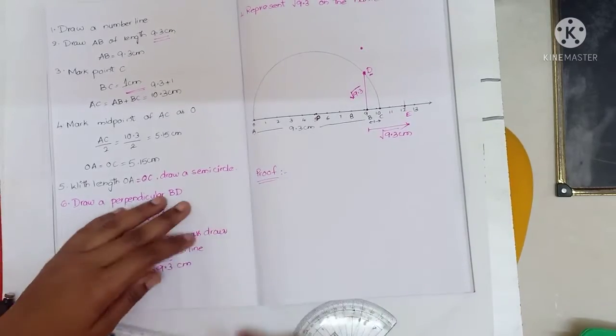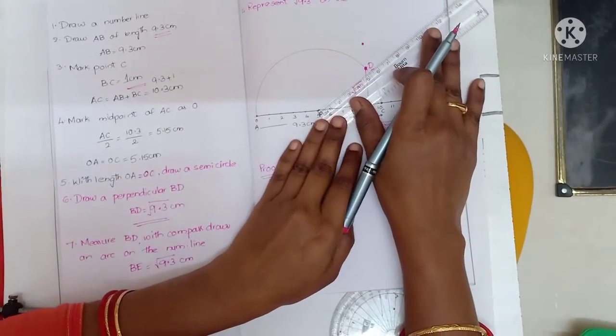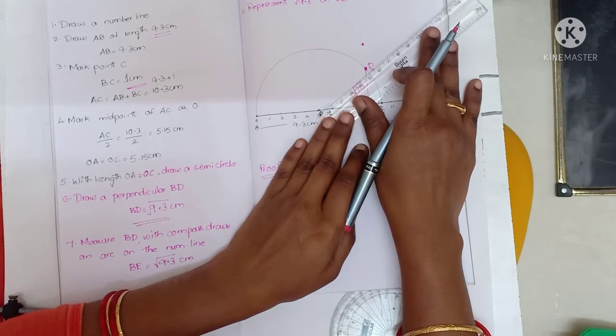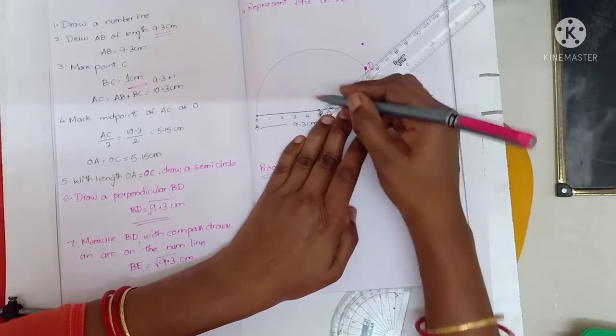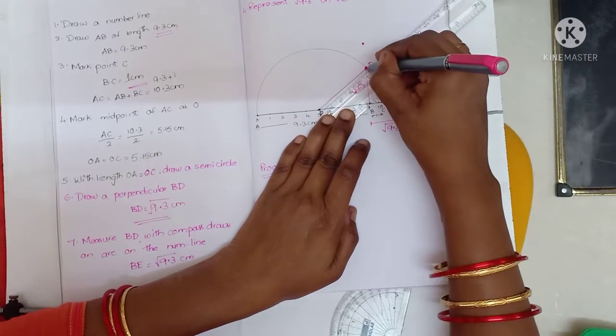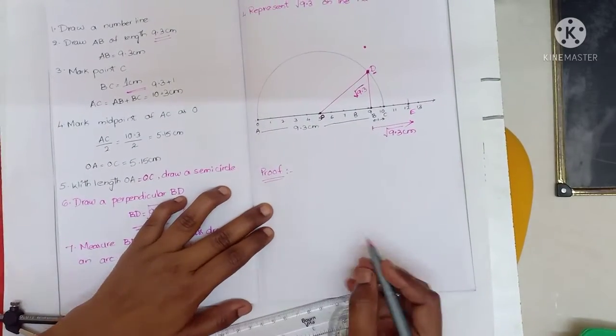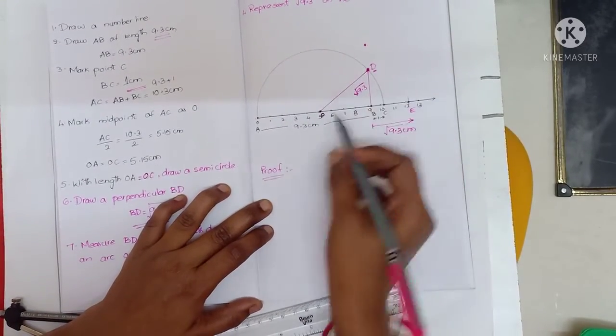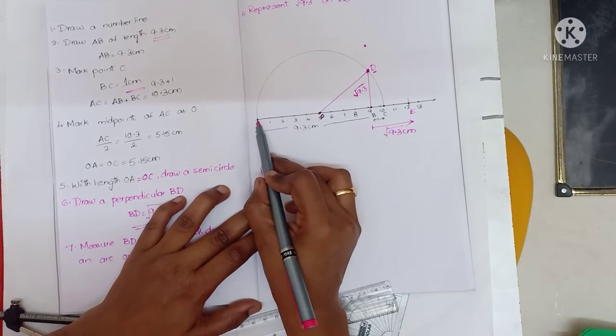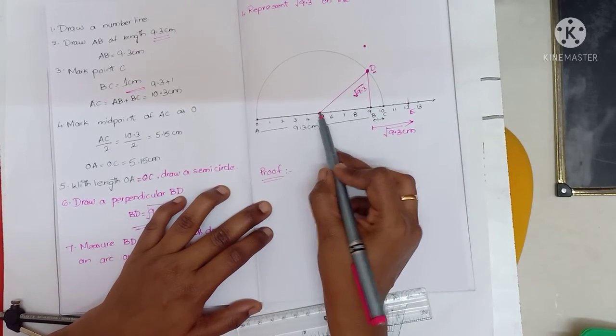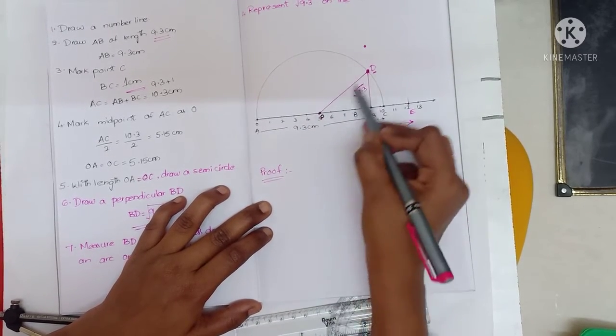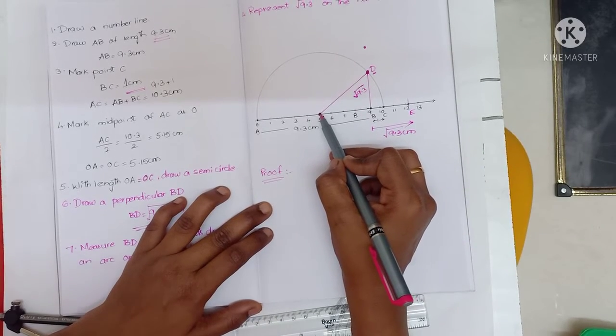Let's see that. Now, join OD, children. What will be the length of OD? If you observe carefully, OA is the radius. In the same way, OD is also the radius. See, it is touching. O is the center of the semicircle.